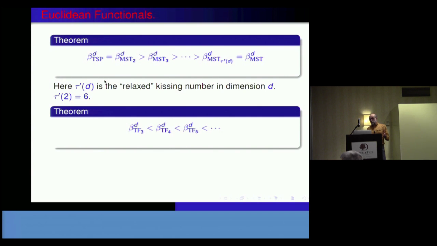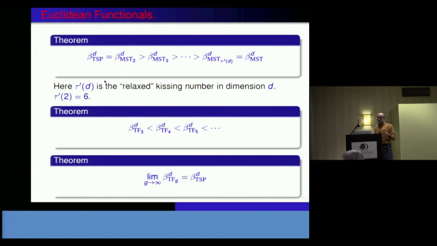The next thing we proved, Wes and I, was that if you put girth 3, that's just your standard 2-factor. But if you say it's got to be at least 4, then it goes up. So beta 2-factor 3 is less than beta 2-factor 4, and so on and so on. And what's nice is that if you allow the girth to go to infinity, then the limit is the actual TSP.